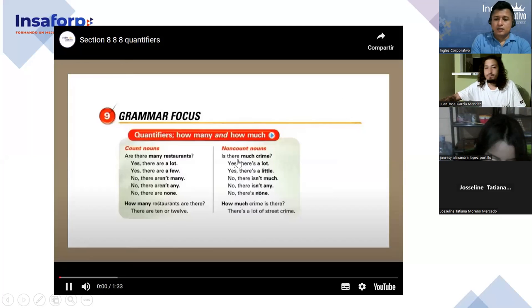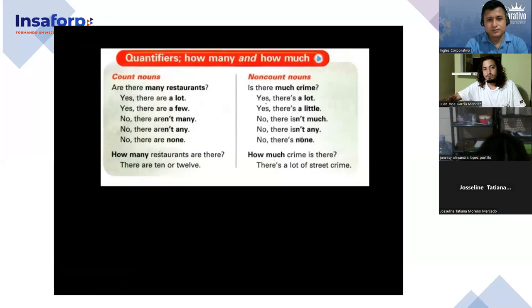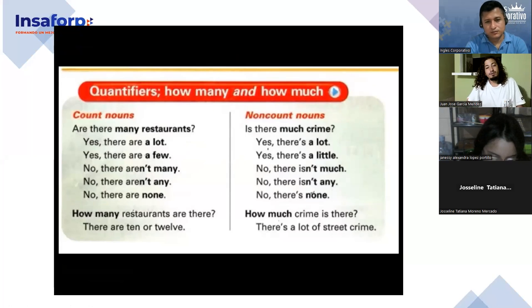Hello to all of you. In this session, we will take a look at quantifiers to ask questions and give out answers. Get ready to listen and take notes if you need to. Quantifiers. How many and how much? Count nouns. Are there many restaurants? Yes, there are a lot. Yes, there are a few. No, there aren't many. No, there aren't any. No, there are none. How many restaurants are there? There are 10 or 12.